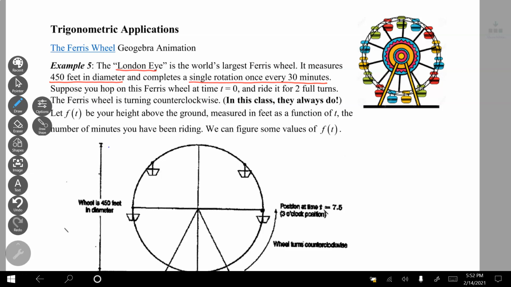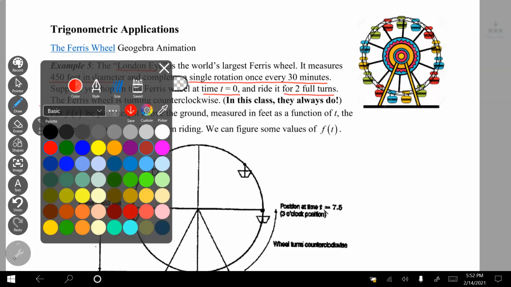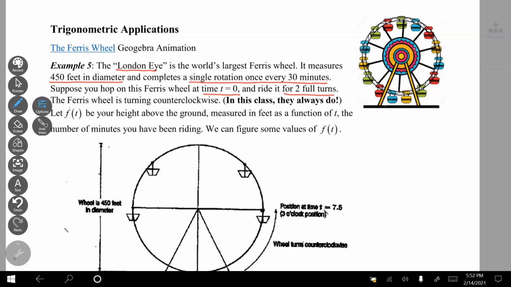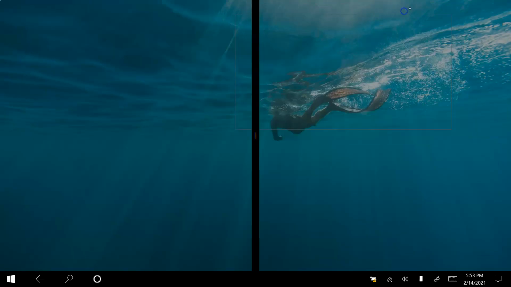Okay, so if you hop on at time equals 0, you're going to ride it for 2 full turns, and we're going to go through this problem. But the big thing, I'm going to make it very much a standout. All Ferris wheels turn counterclockwise. In this class, they always go counterclockwise. So when you're here at the minimum, when you first get on, it's always going to go this direction. This point here is the midline. Still going counterclockwise. Then you have the max.